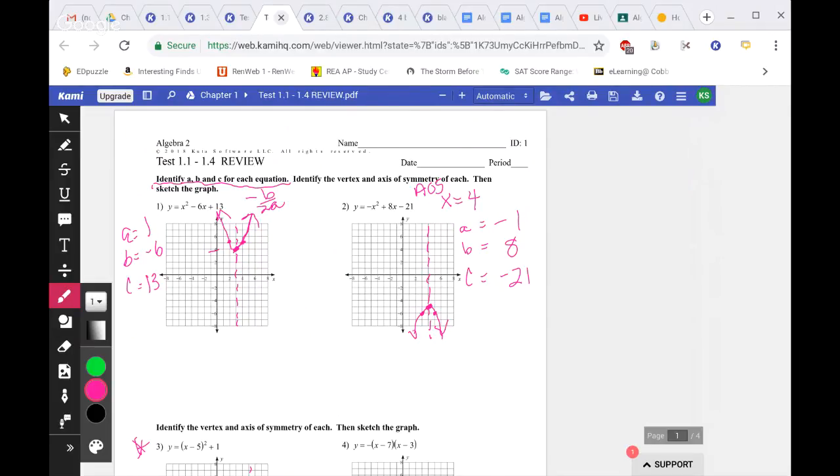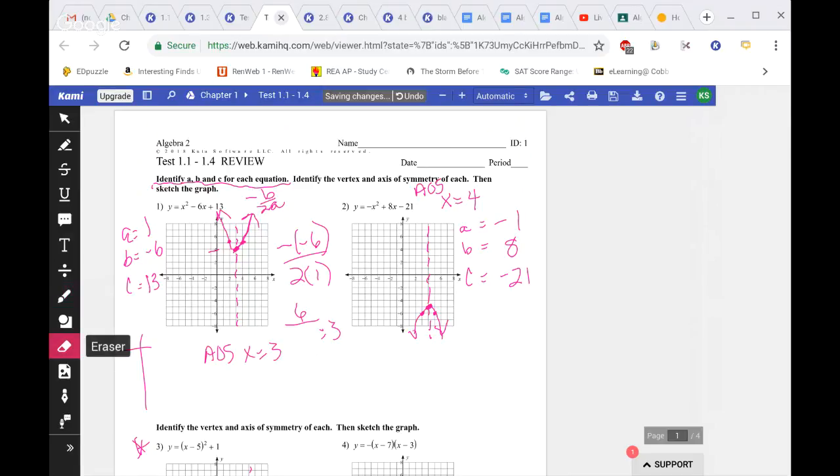So A equals 1, B equals -6, and C is 13. I'm going to plug in the opposite of -6 all over 2 times 1. So that gives me 6 over 2, which equals 3. So my vertex, my AOS or axis of symmetry, is x equals 3.